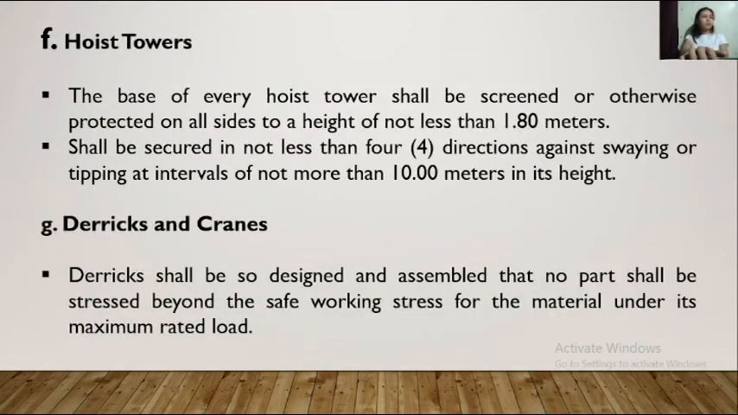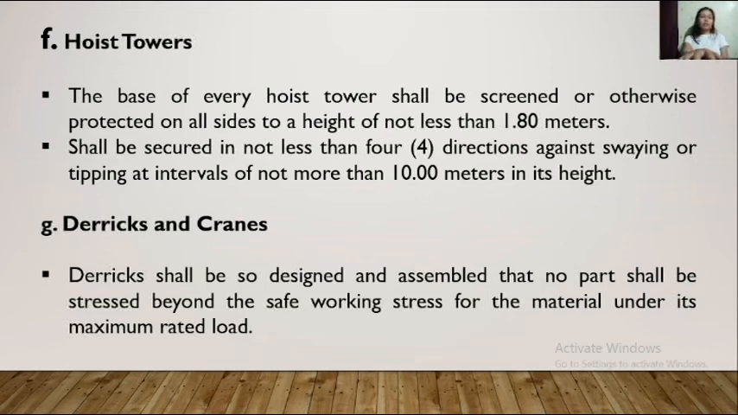Then we have also here the hoist towers. Those hoist towers shall be screened or otherwise protected on all sides to a height of not less than 1.80 meters and shall be secured in not less than four directions against swaying or tipping and at intervals of not more than 10 meters in its height.